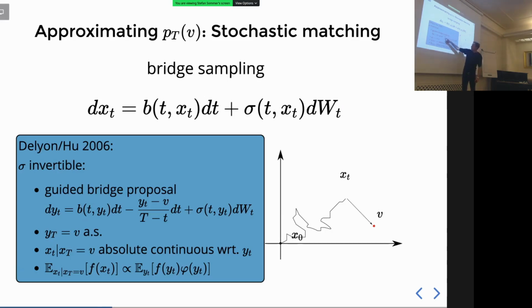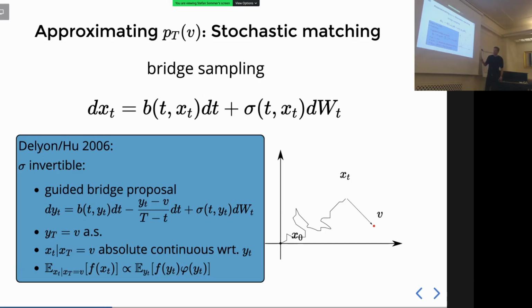So this denominator here would go to 0, and then the forcing term would go to infinity. So if it doesn't hit, then this will for sure blow up. But then what Delyon and Hu showed was that in a nice setting, where you need this sigma to be invertible, for example, and so on, it will actually hit V almost surely. So that's good. They also show that the process that you get out here is absolutely continuous with respect to the true conditional process. It will not be equal. It will have a difference in measure, but it's absolutely continuous. So it's a good approximation, hopefully.